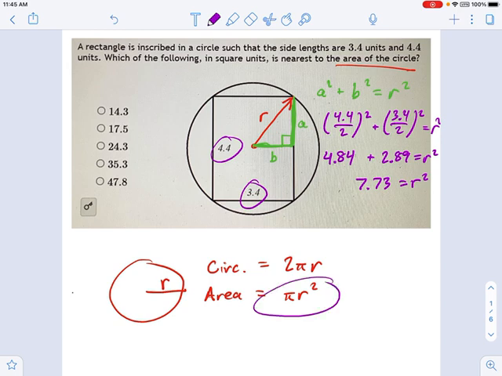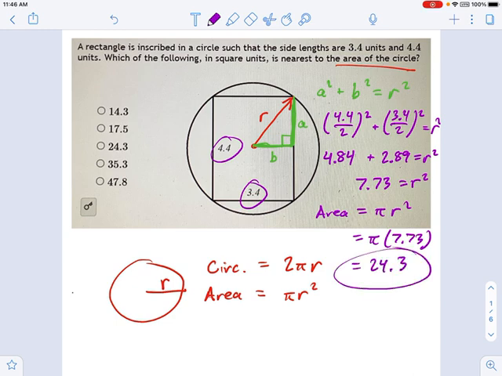Well, remember our formula. I don't actually need to figure out r because I know r squared. So plug it on in. That means area of the circle equals pi r squared, which is pi times 7.73. Okay, so we get 24.3. That's our area. And you probably could have actually figured that out if you said, oh, pi is a little more than 3. So a little more than 3 times something that's almost 8, yeah, it's about 24.